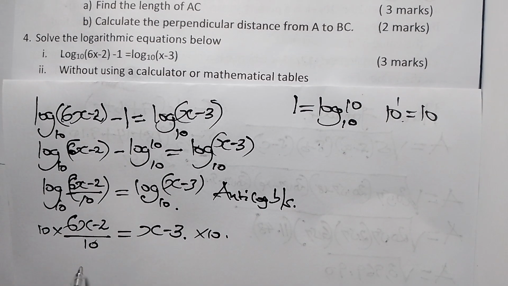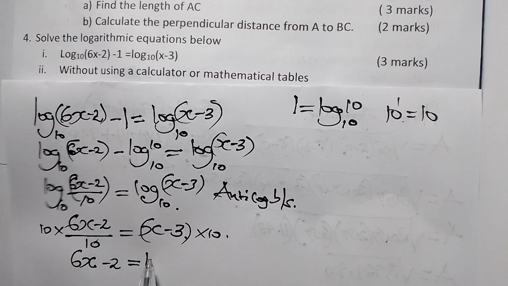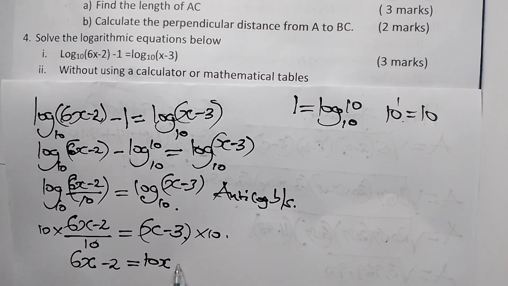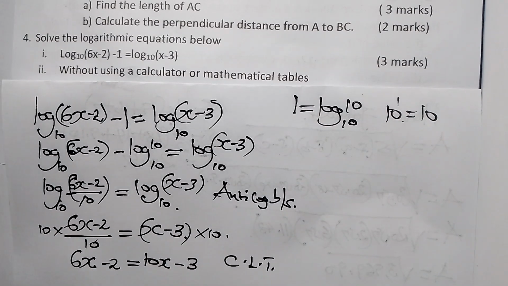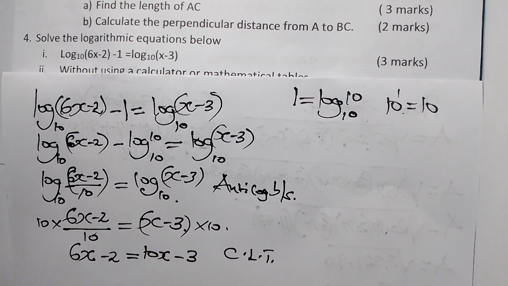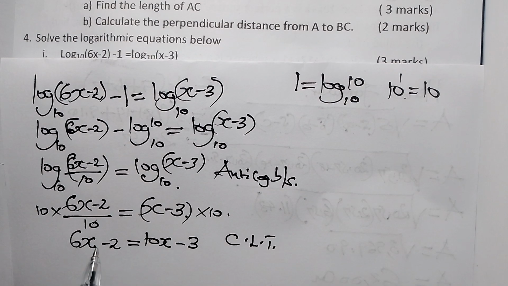You'll get 6x minus 2 is equal to, when this is multiplied by 10, you get 10x minus 30. And then you collect like terms.